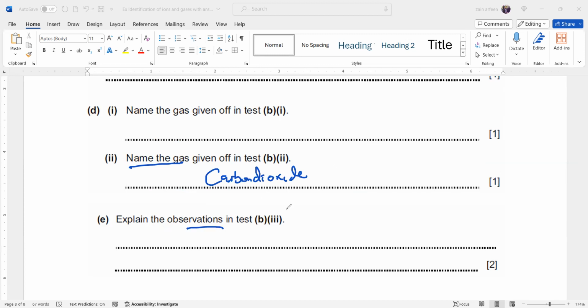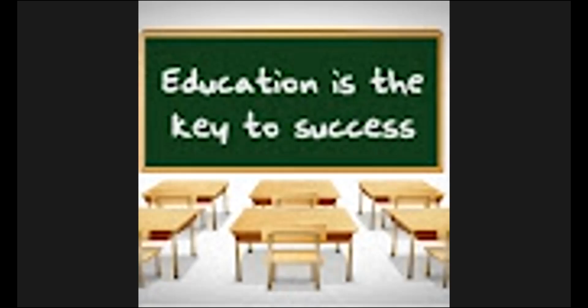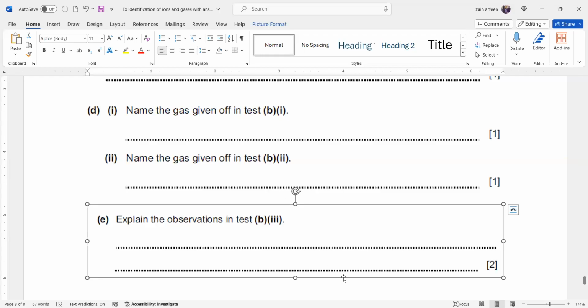Explain the observation in B3. So we have to explain the observation in test B3. The observation in B3.